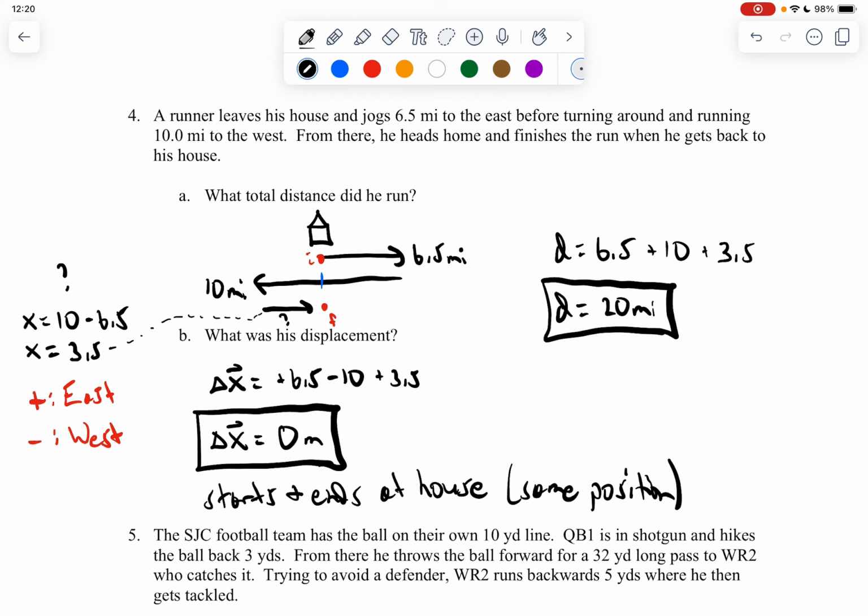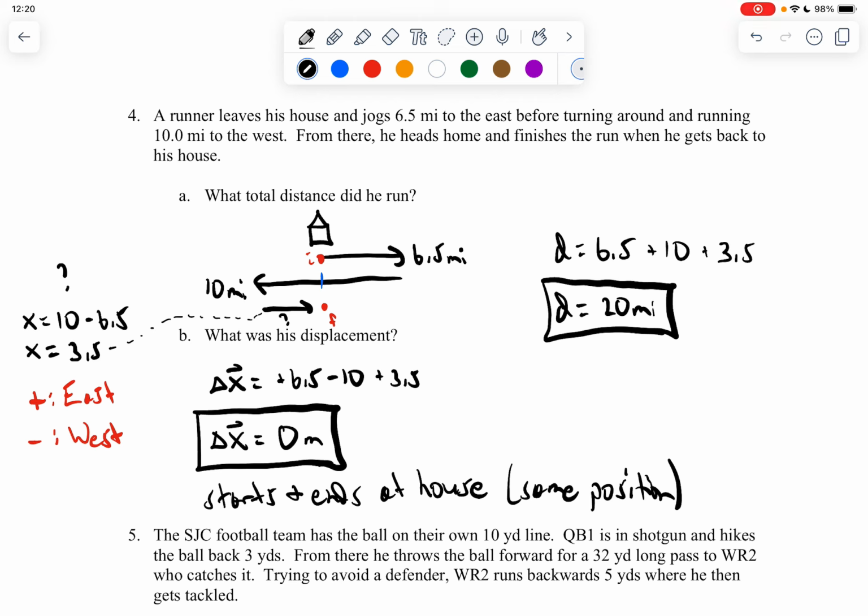If we think about this for our displacements, again, let's say east is positive direction, west is negative direction. We go a positive 6.5 miles east. We go then a negative 10 miles going to the west. And then we go a positive 3.5 miles going to the east. Now, what we end up finding is that we end up getting 0 as our answer here.